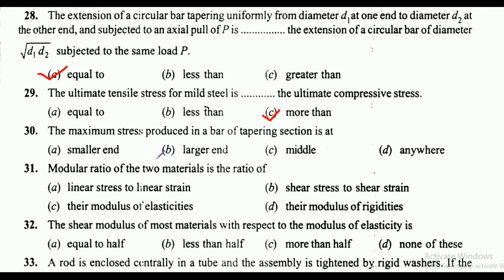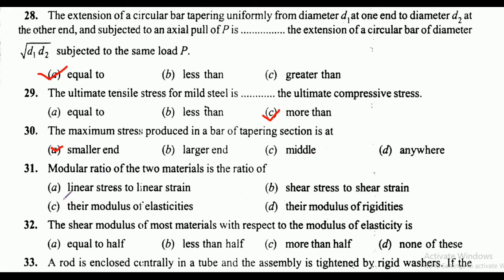Next is the maximum stress produced in a bar of tapering section is at smaller end, larger end, middle end, or anywhere. So here friends, correct answer is option A, that is a smaller end. The maximum stress produced in a bar of tapering section is at a smaller end.